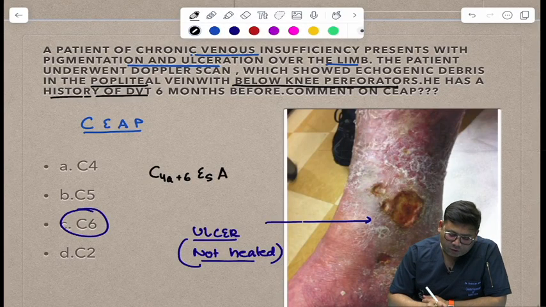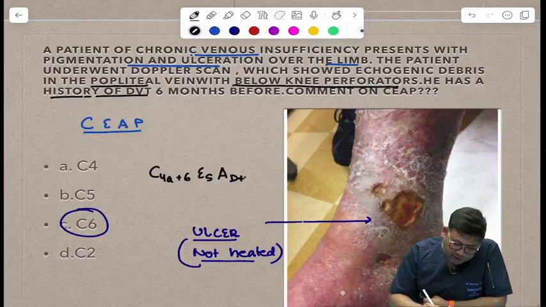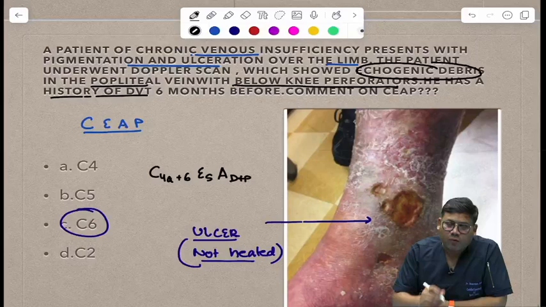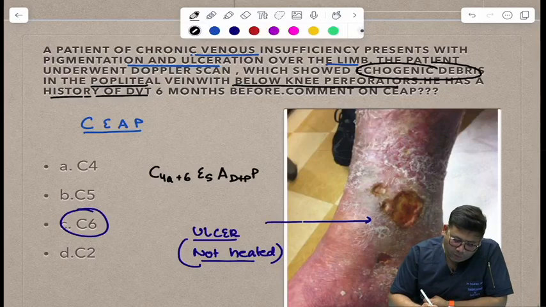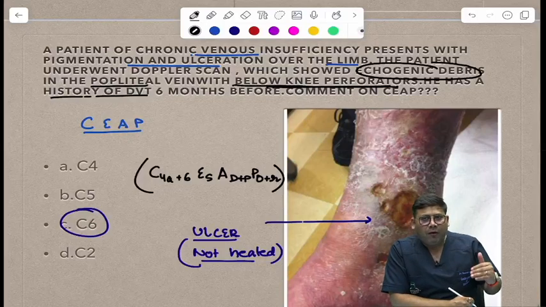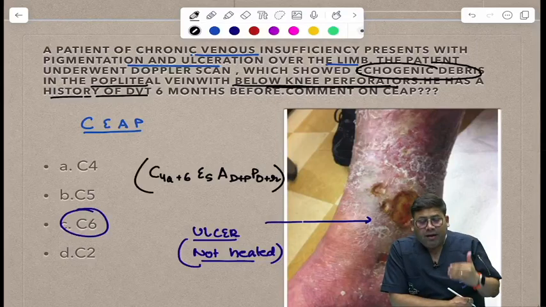If you talk about anatomy, the deep venous system, the popliteal vein, is involved, so AD. Perforators are also involved, so I will write P. Remember, there is echogenic debris. So wherever there is debris, there will be obstruction also. If the walls or perforators are faulty, there will be reflux also. So if someone asks me what the complete CEAP for this patient is, I would write it as C4A plus 6, ES, AD plus P, PO plus R.